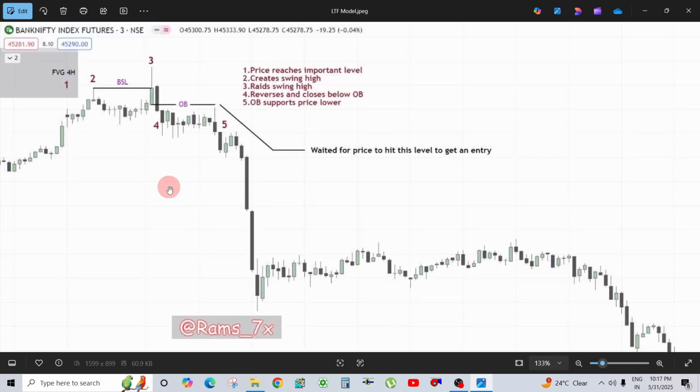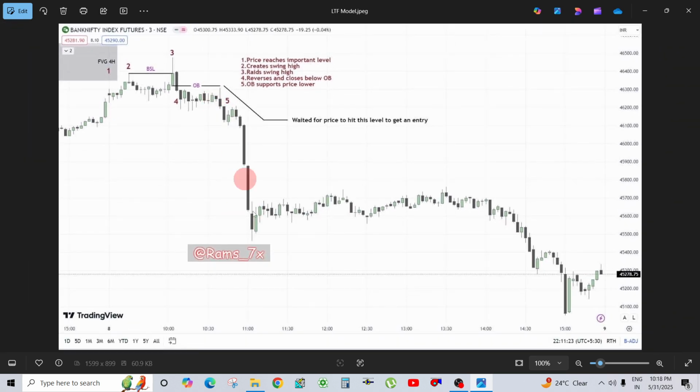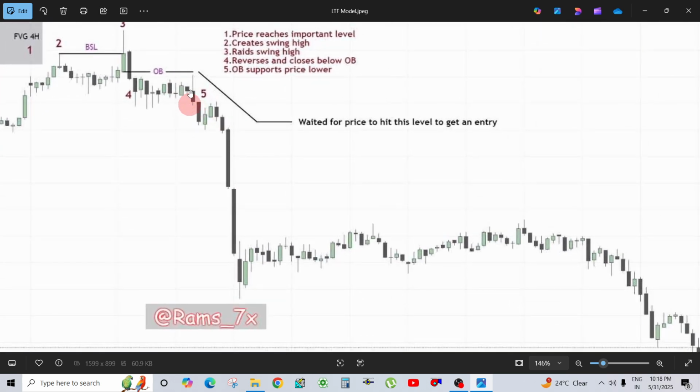If you see here, I have marked only the last up close candle as an order block, which is not correct. We need to consider the last up close candles as an order block. Because of that, I missed an entry. I waited for the price to hit this level to get an entry, but the price didn't reach it, because I needed to mark these last up close candles as an order block. Then I made a huge profit on this day. See, after touching this order block, see how the price reacted.